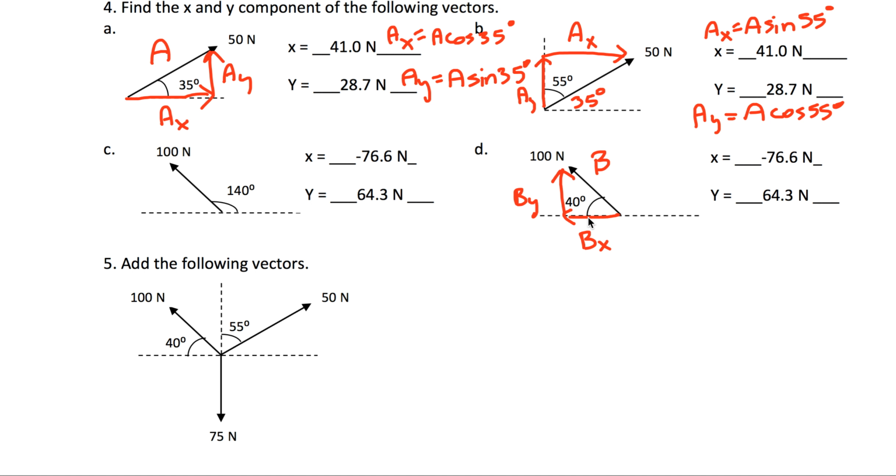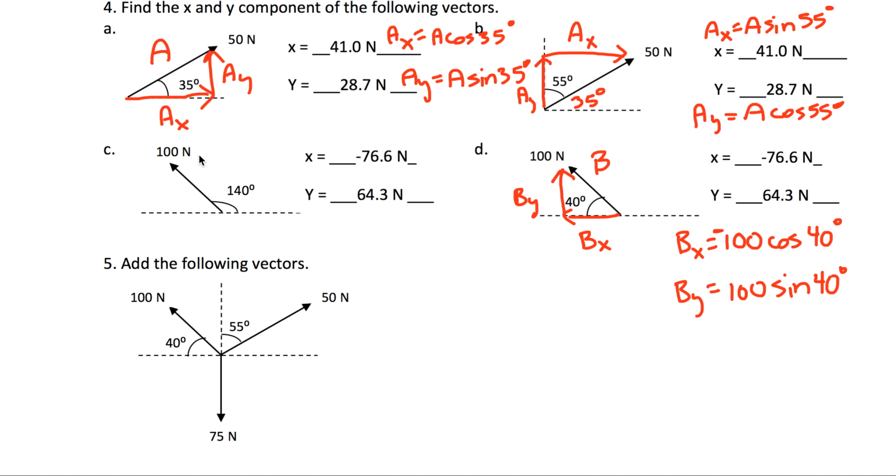So bx is adjacent to the given angle, so it's going to use the cosine. bx is going to be 100, the hypotenuse was 100 here, 100 cosine of 40. Now bx is going to the left, so I have to make the whole component negative. So the answer will be negative 76.6. And by is opposite of the angle, so it will use sine: 100 sine of 40. It's going upwards, so it's positive 64.3 newtons.